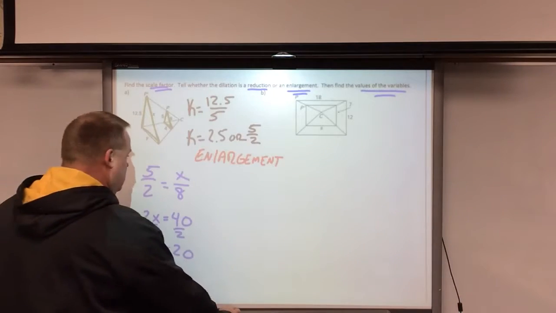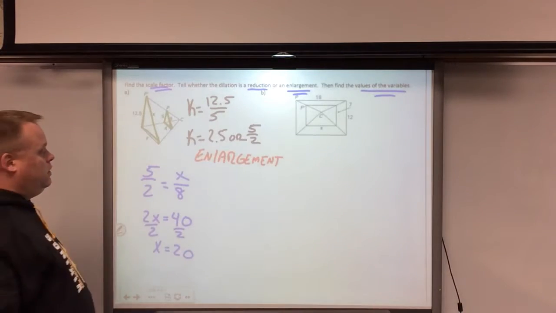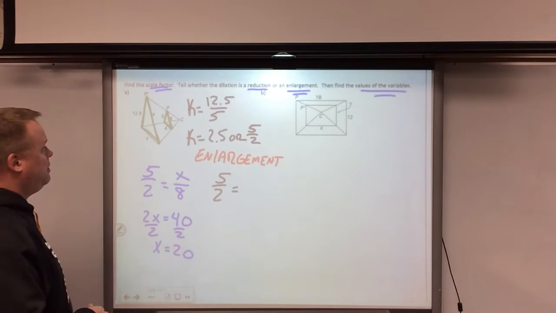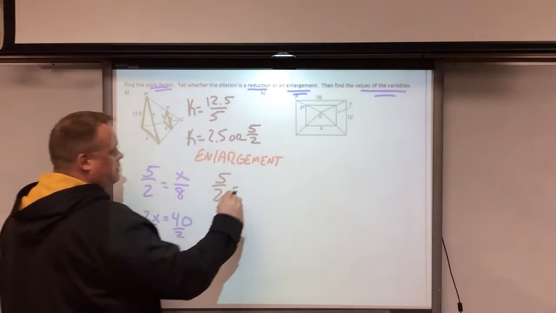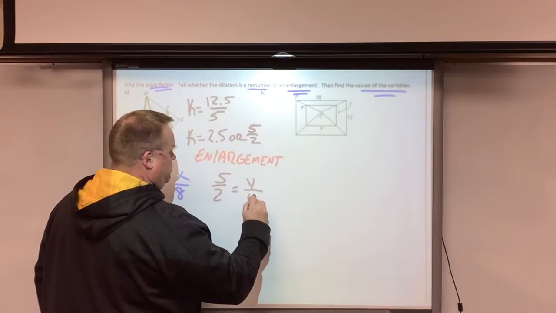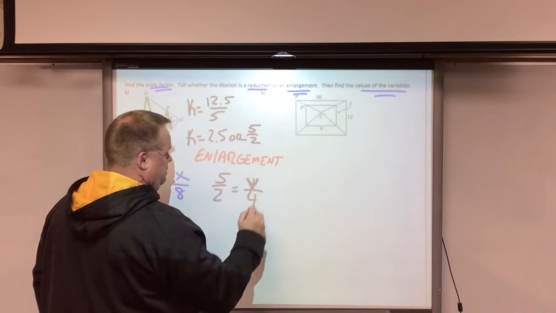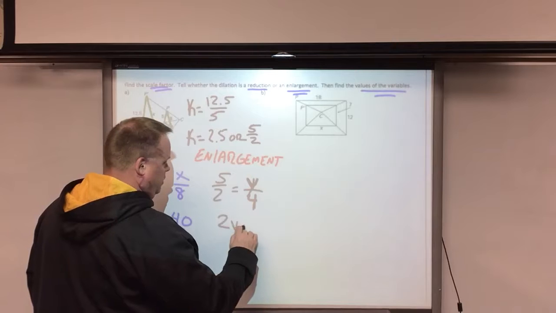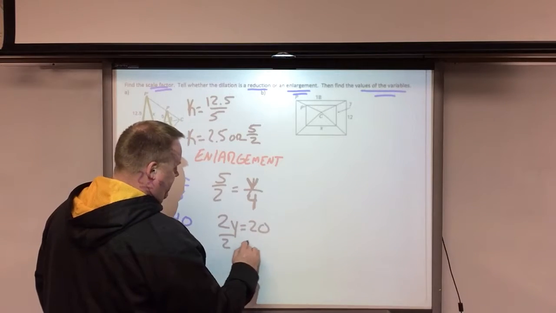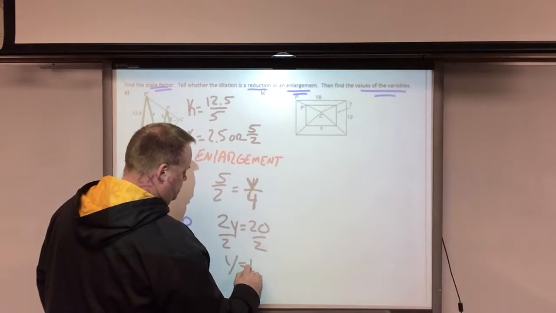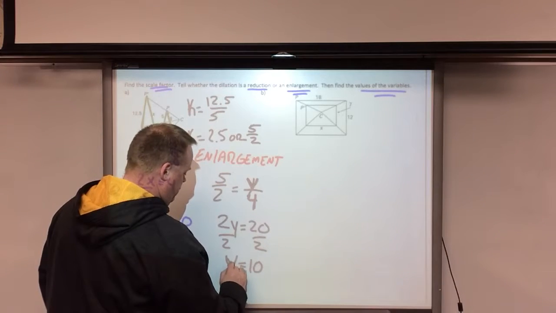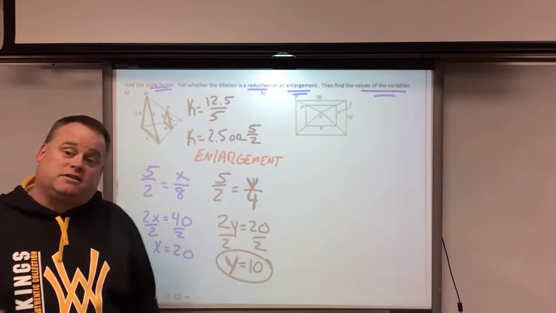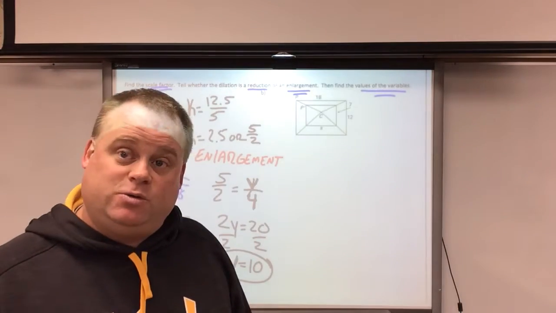Now, let's do it for y. Well, once again, I can still use my scale factor here. And now I have y over 4. And that is a y there, over 4. Well, this becomes, cross multiplying, 2y equals 20. Divide by 2, and y is equal to 10. So you should come up with x is equal to 20, y is equal to 10.